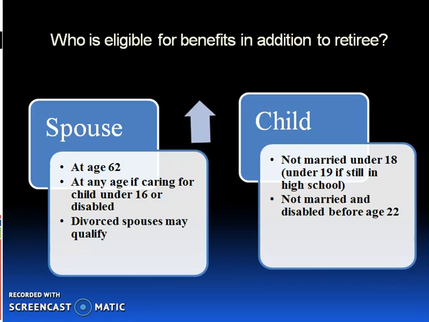So in addition to the retiree, there are other beneficiaries who might be entitled to Social Security. It's the spouse. There are considerations of what is considered a spouse and for how long you have to be married for the spouse to be eligible for Social Security benefits, and the child. Again, there are considerations for the child as well.